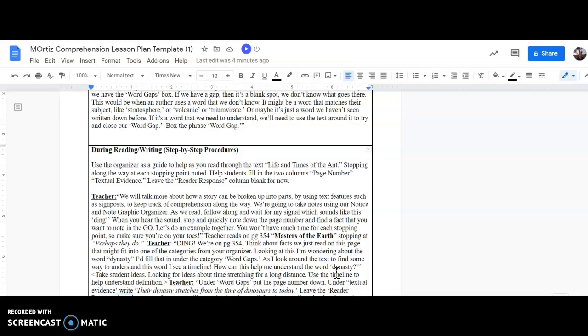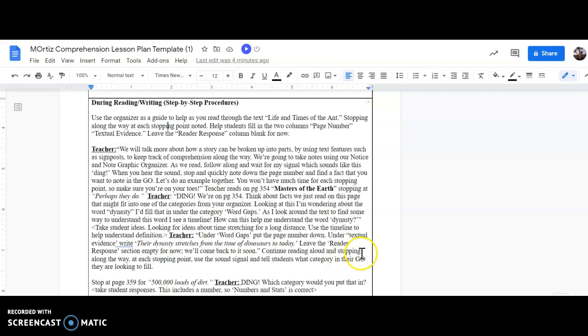Then under textual evidence, we're going to put dynasty in a sentence: the dynasty stretches from the time of the dinosaurs to today. For time purposes, if you need to, write dynasty with a word in front and behind, and then we can come back and elaborate so we have the flow with the book. Then leave the reader response section empty for now. We'll come back to that soon.